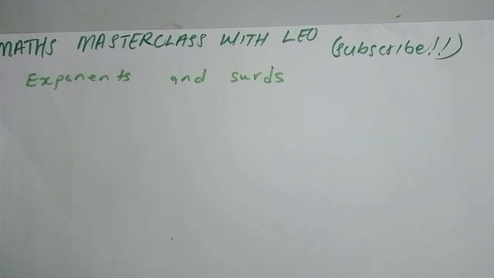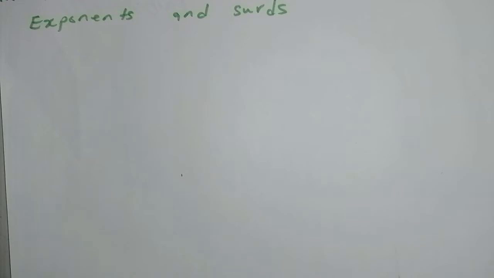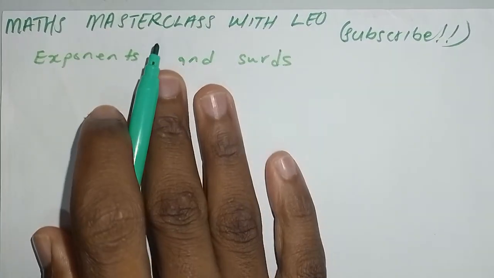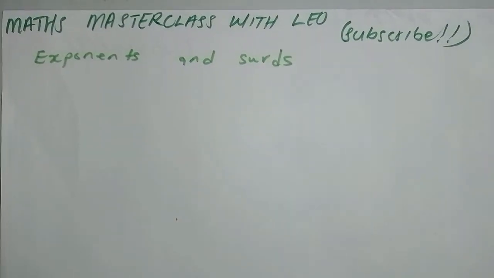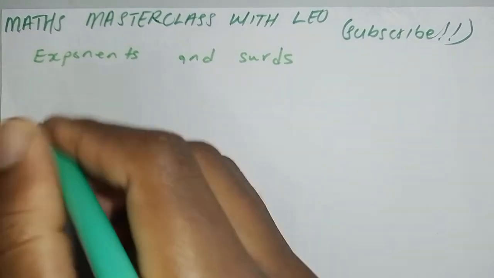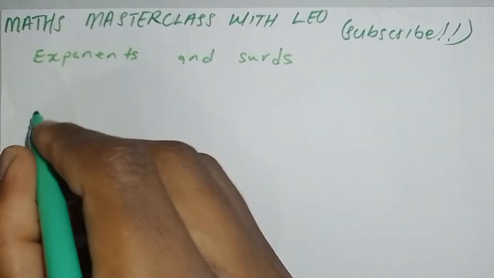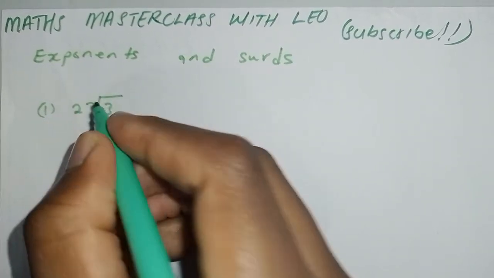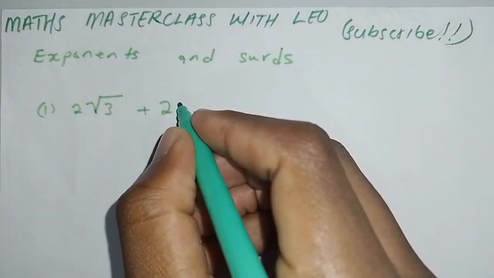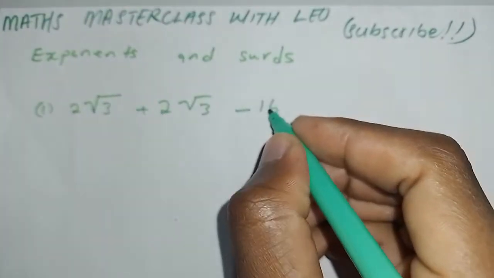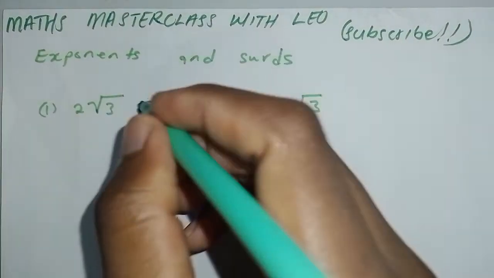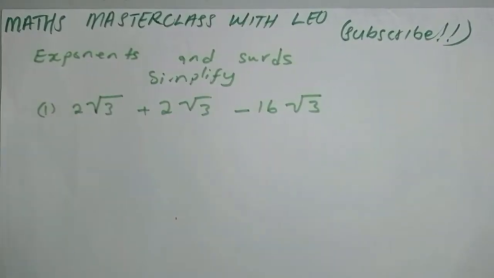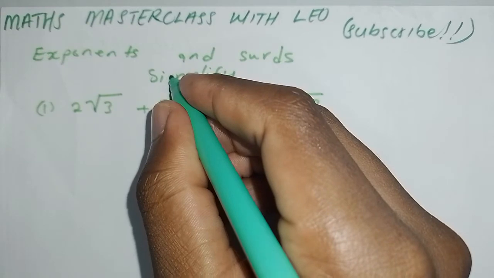I'll give you very simple examples, very simple questions that I'll start with, so that you are comfortable with them, and then as we continue, we'll be doing more and more complex stuff. I'll give you this one, which is very simple. It's the first question. You are given 2 root 3 plus 2 root 3 again minus 16 root 3. They say simplify the expression, right?